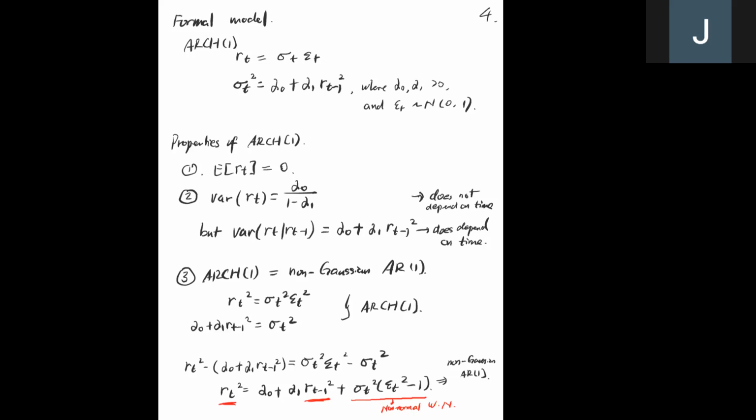So that's the 3 properties I think I want to cover for this ARCH(1) model. The first 2 are important because they show why this ARCH(1) model can capture the Dow Jones returns, the asset returns figure. So why it can capture that in a formal way.